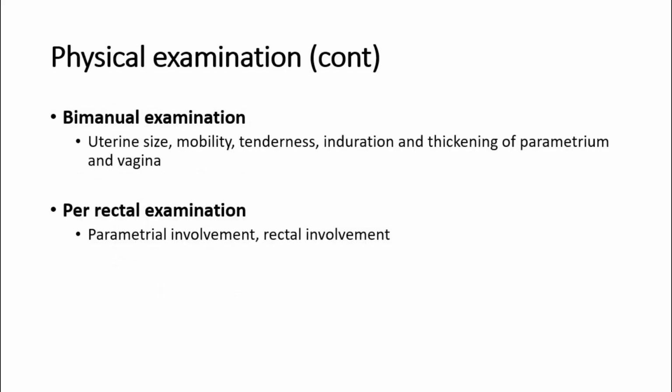Bimanual examination can be done to assess the uterine size, the mobility, any tenderness, and also induration and thickening of the parametrium and vagina. Per-rectal examination to assess for parametrial involvement and also to rule out involvement of the rectum.